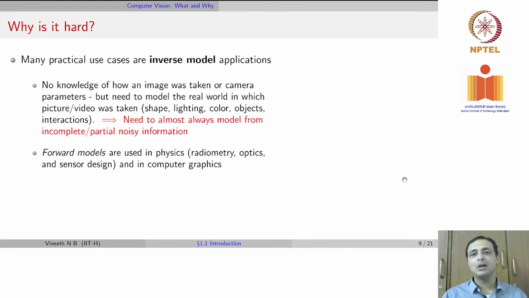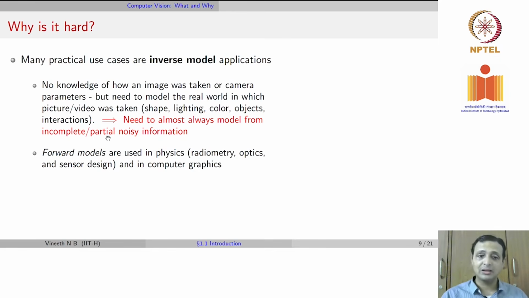Now, what does this mean? So this means that we have no knowledge of how an image was taken or what were the camera parameters when the image was taken. So you do not know at what angle the image was taken, what were the settings on your camera when an image was taken, but we need to model the real world in which the picture and the video was taken. So that's why we call it an inverse problem. We do not know what was the world in which the image was taken, but we actually have to find out from the image as to what are the 3D characteristics of that world in which the image was taken.